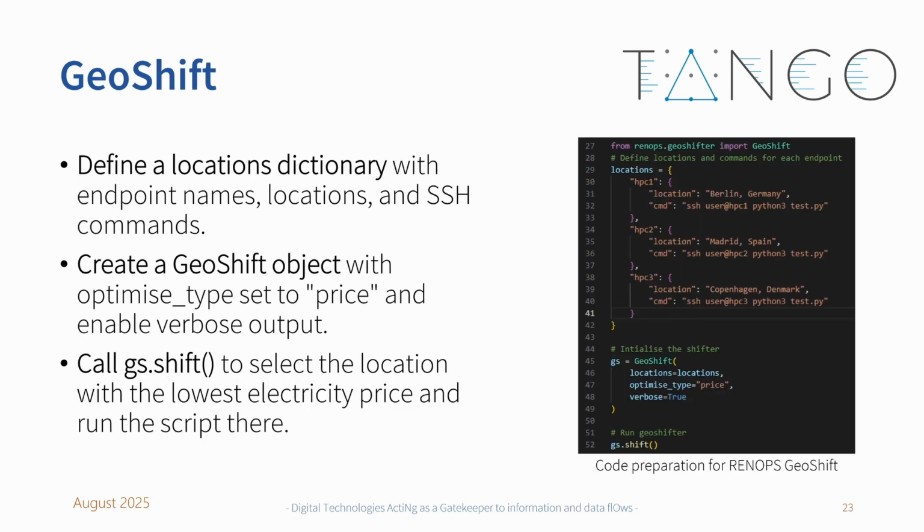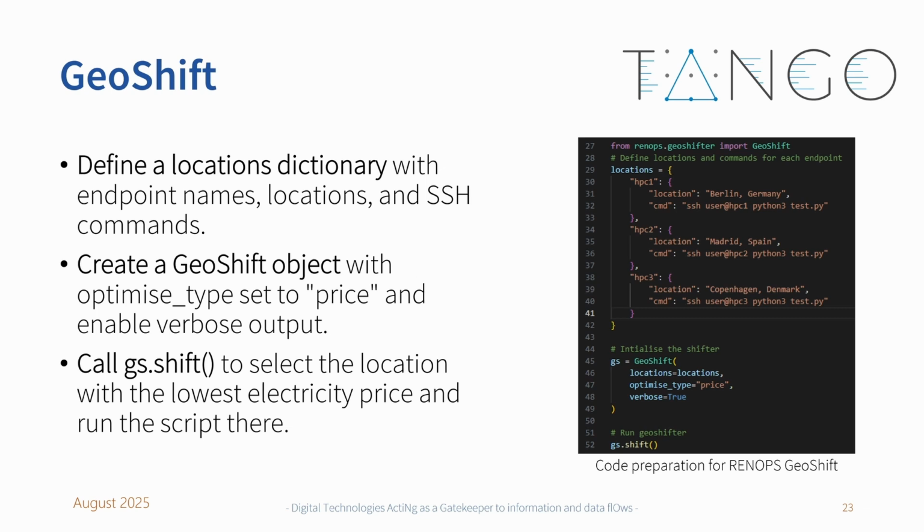To use the GeoShift feature, first define a dictionary called locations, where each entry maps an endpoint name to its geographical location and the SSH command needed to run a script, such as test.py, on that remote machine. Next, create a GeoShift object by providing this locations dictionary and enabling verbose output for detailed information.